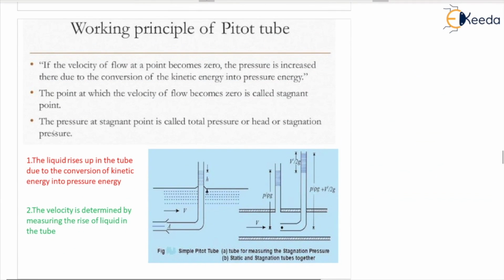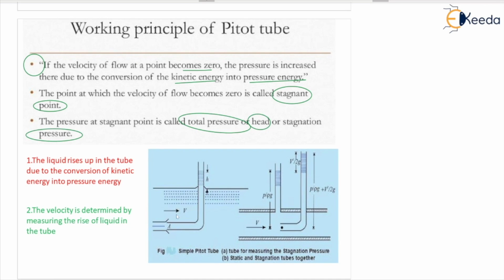As already mentioned here, same point I want to repeat. If the velocity of flow at a point becomes zero, the pressure is increased there due to conversion of kinetic energy into pressure energy. The point at which the velocity of flow becomes zero is called a stagnation point. Very important. Stagnation means rest, is known as stagnation point. The pressure at a stagnation point is called total pressure or head or stagnation pressure head.